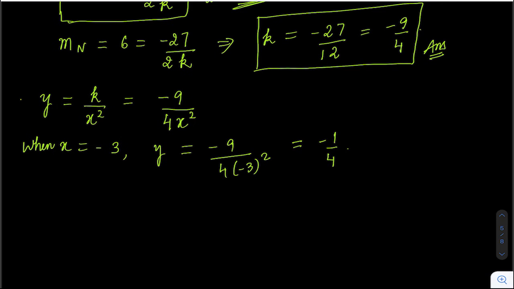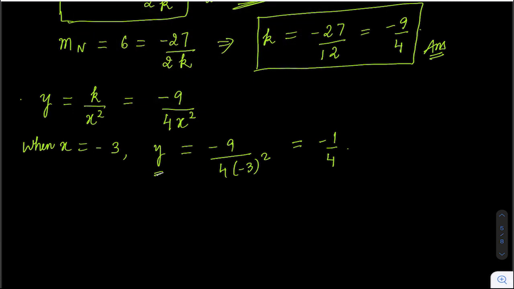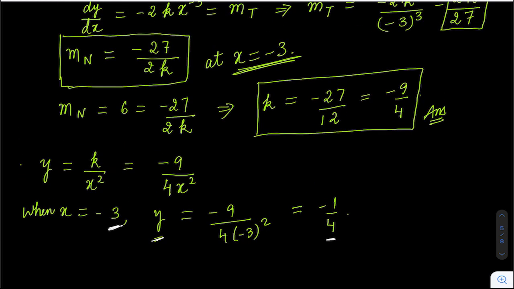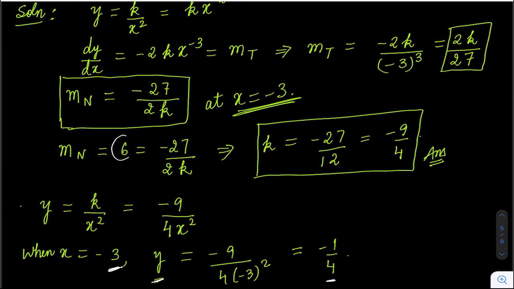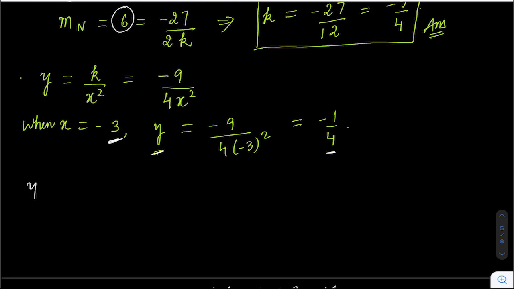So now I have y value, that is minus 1 by 4. I have x value. I already have the gradient. Gradient of normal is 6. So I can find its equation. So its equation will be y minus y1. Now be careful in this because it's already minus. So minus and minus will become plus. So y minus y1 is equal to gradient into x minus x1. Again remember and be careful, here it will be plus because x is minus 3.